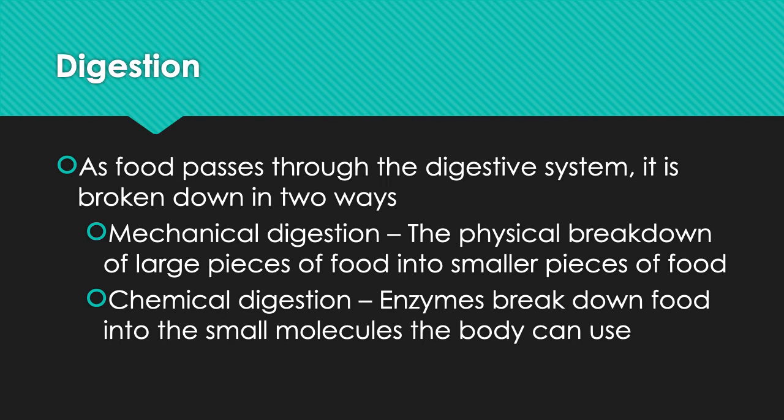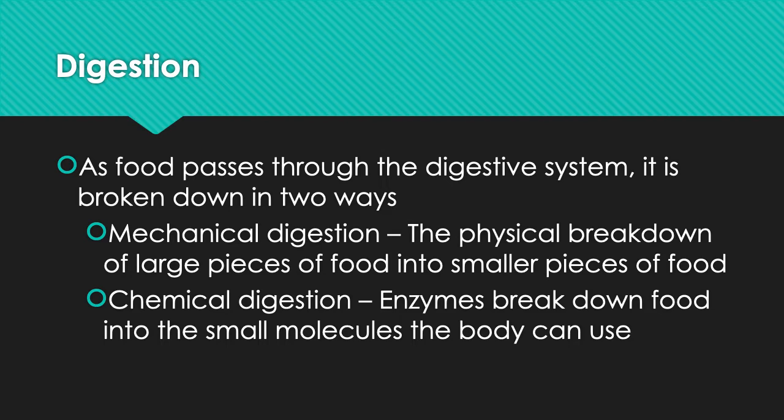The next phase is known as digestion. As food passes through the digestive system, it is broken down in 2 ways. There's mechanical digestion and chemical digestion. Mechanical digestion is the physical breakdown of large pieces of food into smaller pieces of food. Think about whenever you put food into your mouth, you probably chew it up. That is mechanical digestion because you are physically breaking the food into smaller pieces.